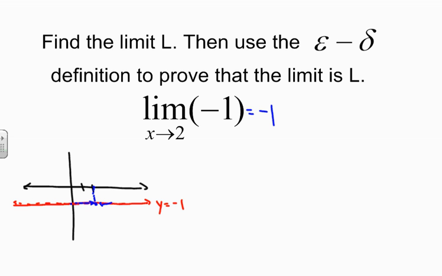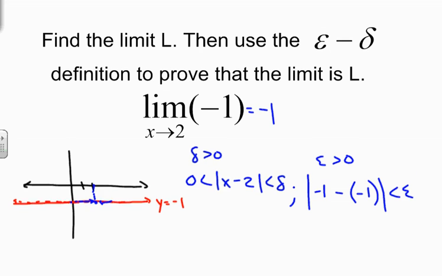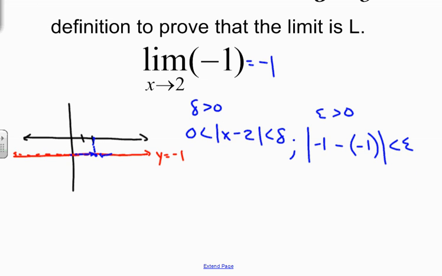Now, according to the epsilon delta definition, we have a delta, which has to be greater than 0, such that x minus our c value, which is 2 in this case, is less than delta. And then we have an epsilon, which is greater than 0 as well, where we take our function, in this case negative 1, and subtract our limit, which is also negative 1, and that has to be less than epsilon. This is where the weird part comes in: as we prove this, we have negative 1 plus 1, which turns out to be 0.